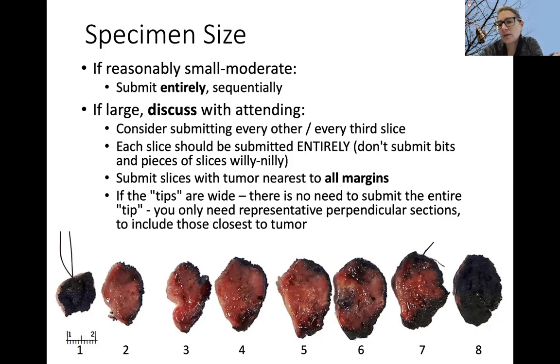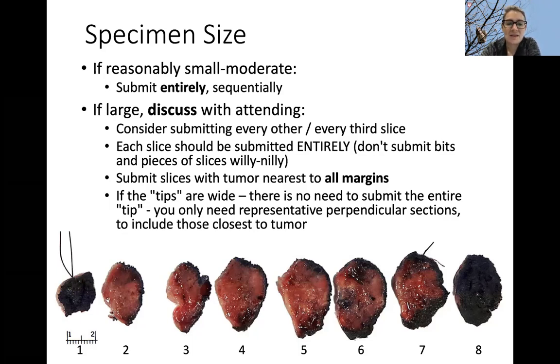So if it's a small-ish specimen like this, I would say just submit it entirely and sequentially. If it's larger, you may want to discuss this with us. Consider submitting every other or every third slice. Certainly, if you're going to do this technique, you're going to want to do the entire slice, right? Don't say, okay, I'm going to do a lateral half of 4 and the medial half of 5, just do a whole slice. So it's easy to walk through, and it's easy to go back to if we need to submit more. Certainly submit all slices closest to all margins.